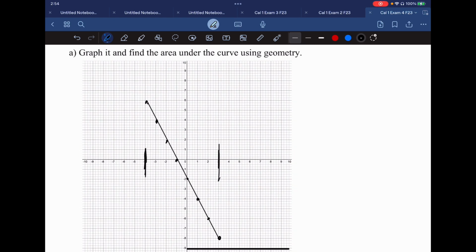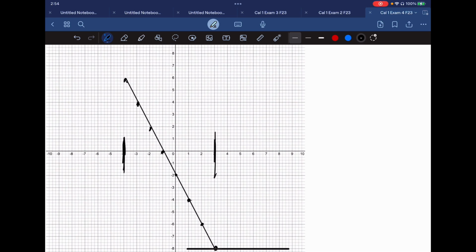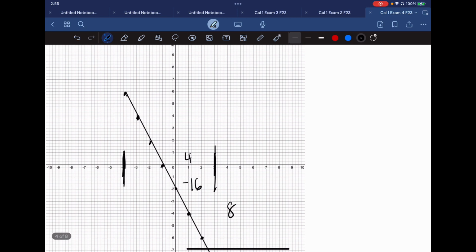So, now what we want to do is find the area under the curve, right? So, from here to here, this area here, to find this, we just do basic geometry. So this is 4, then this goes to 8, so this is 32 divided by 2, and so the inside of this is going to be 16. And since we're finding net area, it's going to be negative 16.